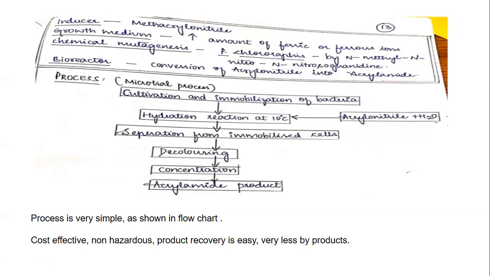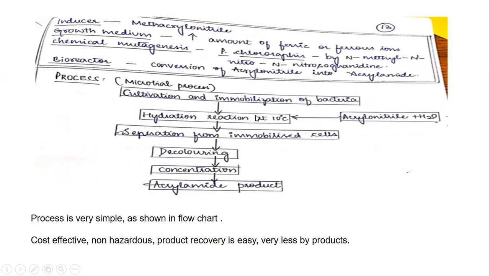Converts it. After that, the amidase will convert it into acrylonitrile, where it can be separated from the immobilized cell. So the only purification or other step which you have to do is decoloring. No removal of copper ions. After decoloring, you can concentrate and acrylamide product is received.